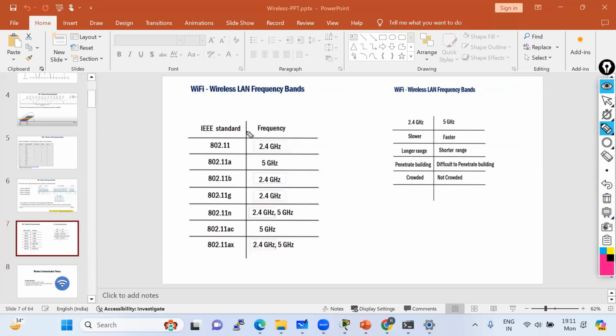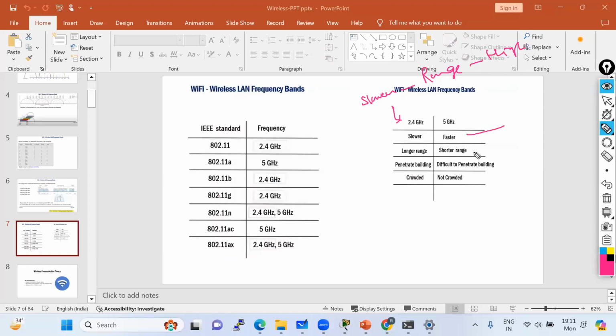One more thing you have to understand is the key features of 2.4 gigahertz and 5 gigahertz. These are the bands, and we have to understand these bands, the speed and all. But before that, we also have to understand what 2.4 gigahertz is and what 5 gigahertz is. So 2.4 gigahertz can always be slower, but the range is going to be high, meaning the coverage is going to be high.